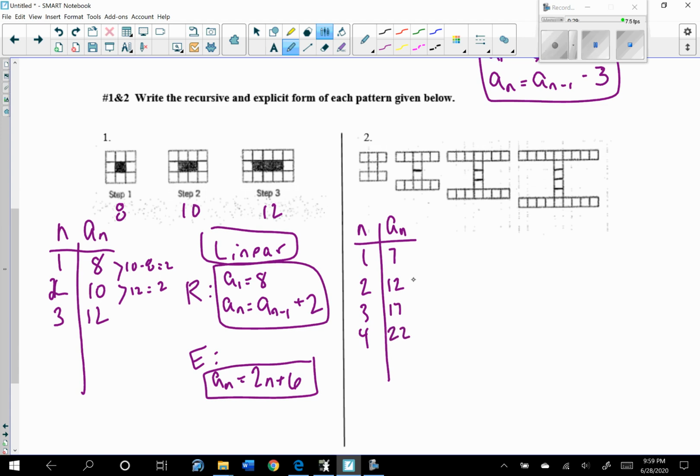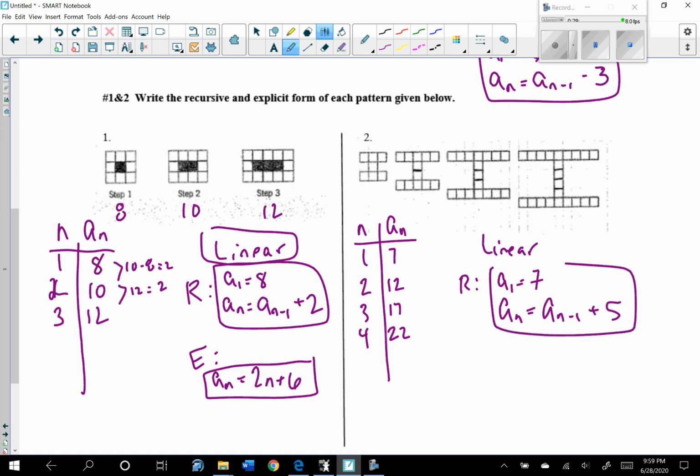When you subtract each of these, you'll notice that this is actually linear again, which means that this pattern for recursive would be the first term is 7 and the nth term is equal to a sub n minus 1. And what are we doing each time? So 12 minus 7 is 5. 17 minus 12 is 5. So we're adding 5 each time. And the explicit form, again, you use your calculator. a sub n equals 5n plus 2. And that is all.